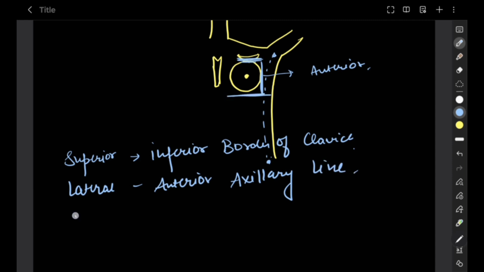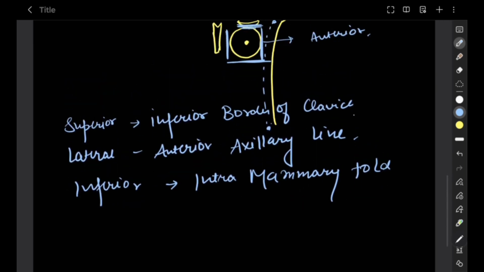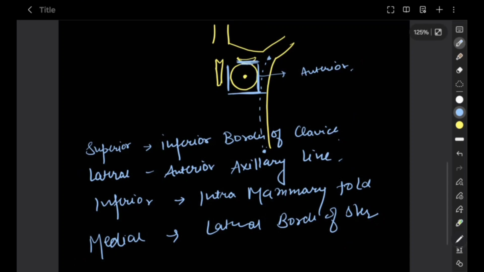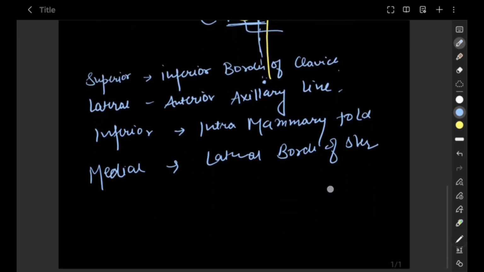And inferior we have the inframammary fold. And our medial, this is the medial part, we have the lateral border of the sternum. So these are the boundaries. This is the clavicle, this is the sternum, this is the axillary line, and this is the inframammary fold. So this is the superior part, lateral part, medial part, and inferior. I hope surgical extent is clear.